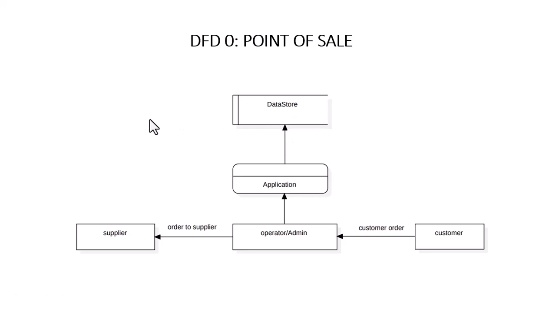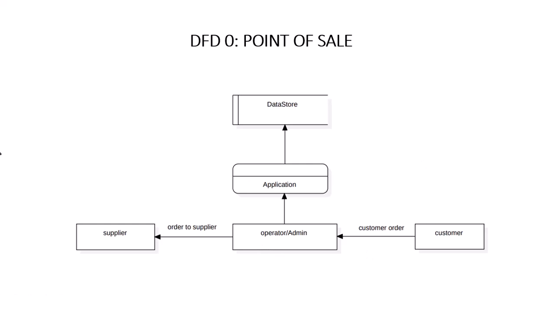One thing here is clear, that is the flow of data. The flow of data is towards this data store, using this application by the operator. So input comes from the customer and the operator. So this is the context model of DFD 0.